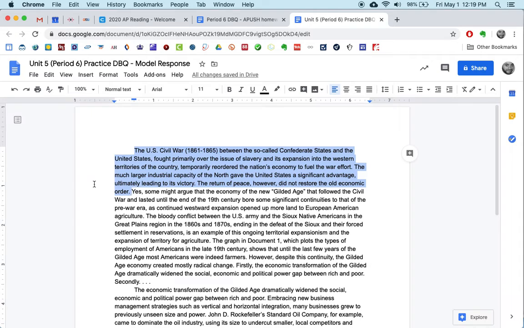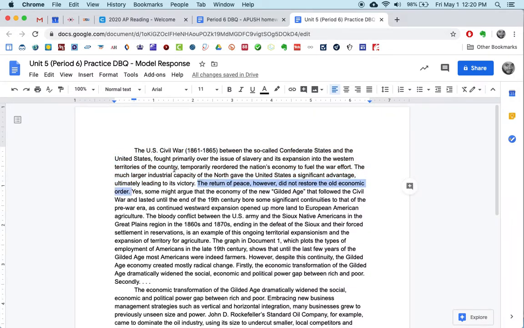The U.S. Civil War between the so-called Confederate States and the United States, fought primarily over the issue of slavery and its expansion into the western territories of the country, temporarily reordered the nation's economy to fuel the war effort. The much larger industrial capacity of the North gave the United States a significant advantage, ultimately leading to its victory. So there is me describing the Civil War, basically, and saying more than just, hey, the Civil War happened. I provide some details.